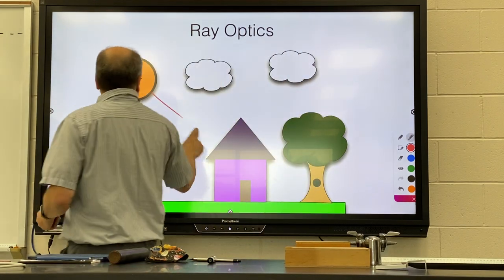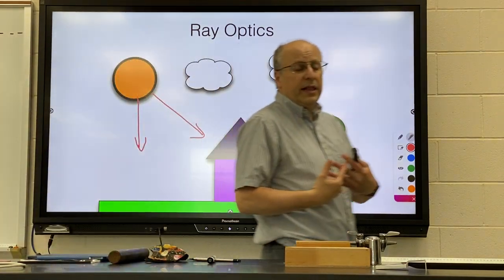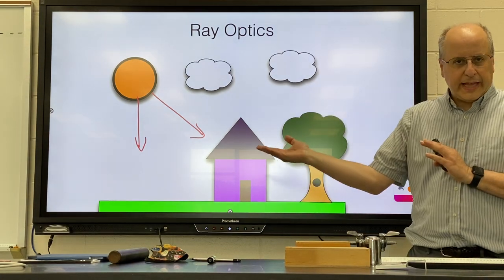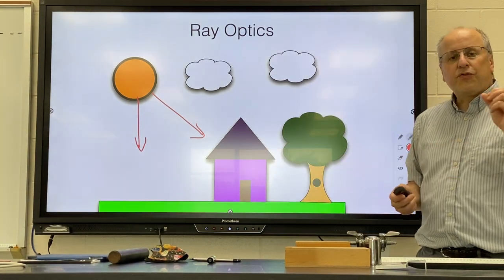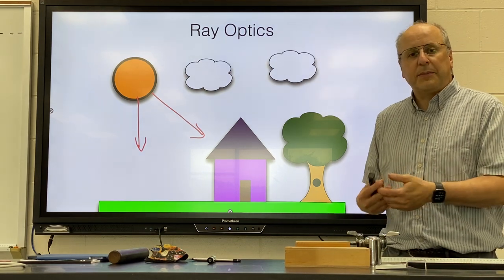Just like when you were younger and you drew rays of light coming out of the sun, treat light almost like beams of lasers, okay? Treat it by drawing a straight line until the light interacts with some other material.